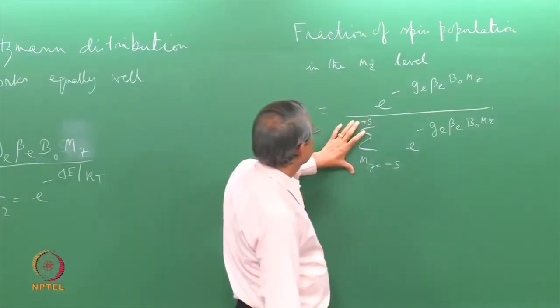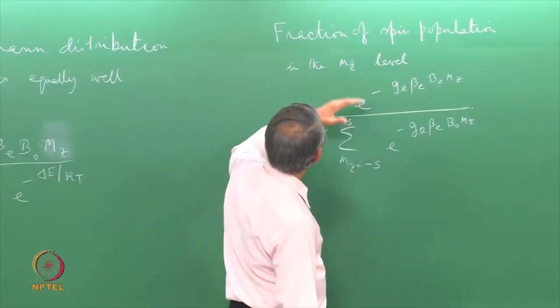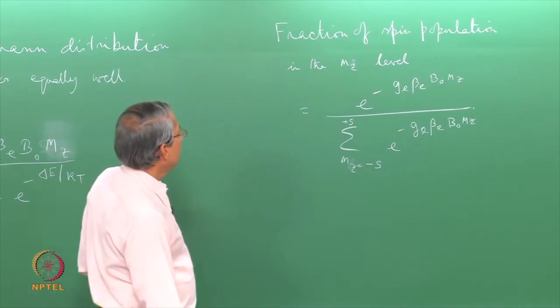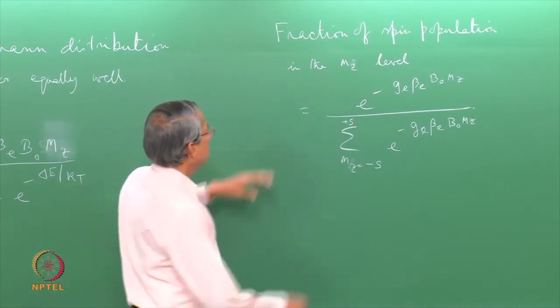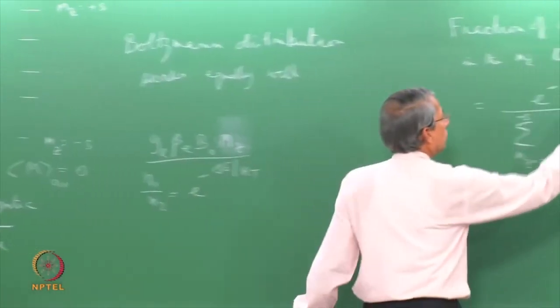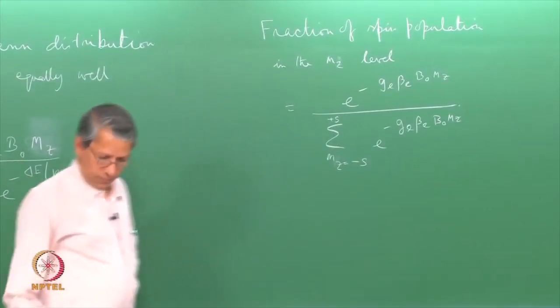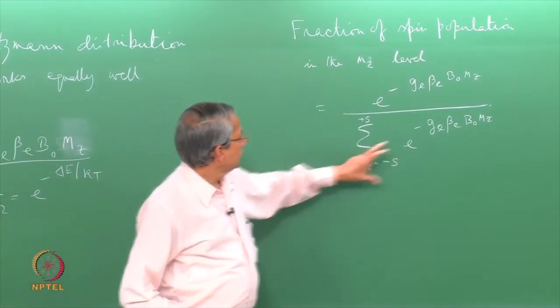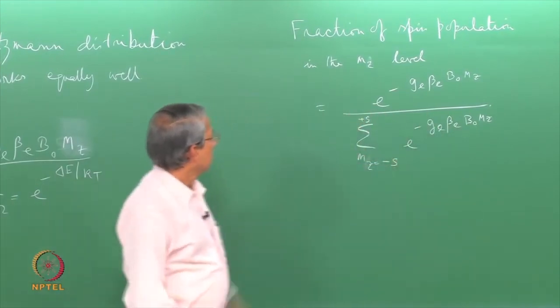So, that is a normalization factor. So, this ratio gives the fraction of population at a level which is characterized by the value of mz. So, if you take the sum over all mz, this is the total likelihood.